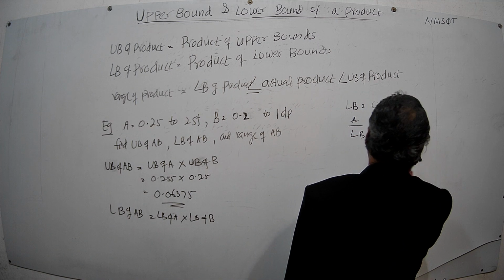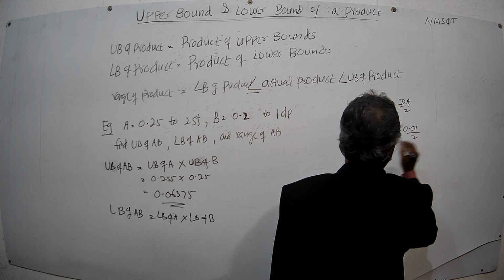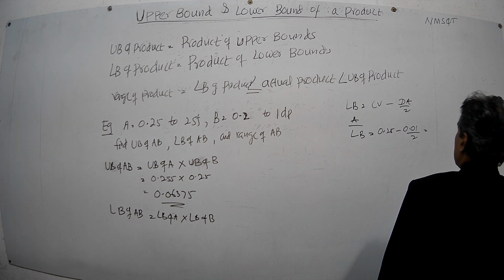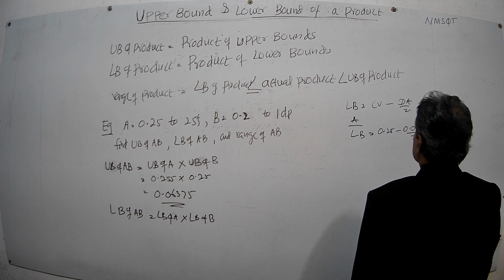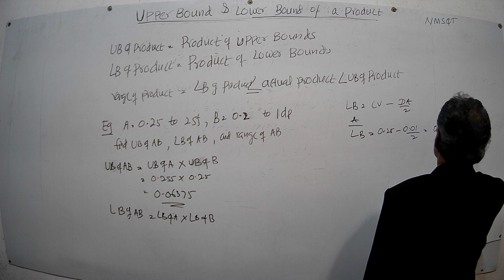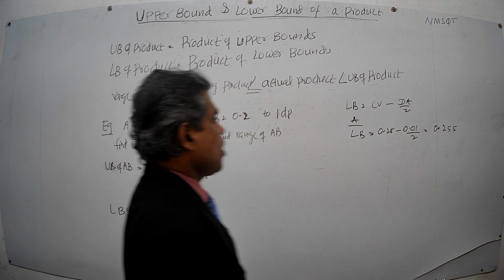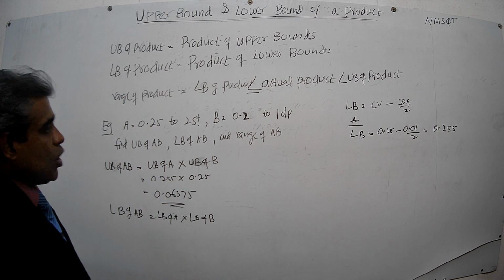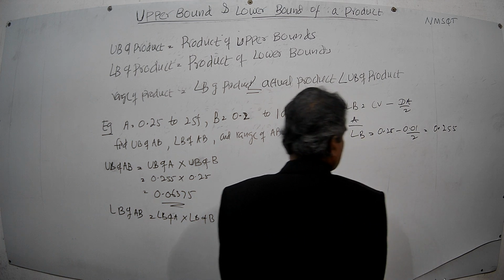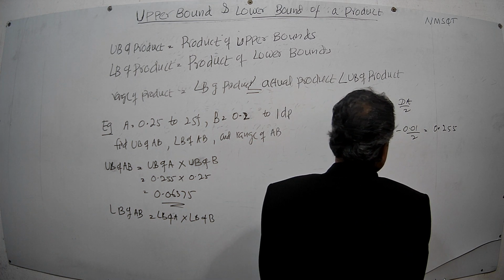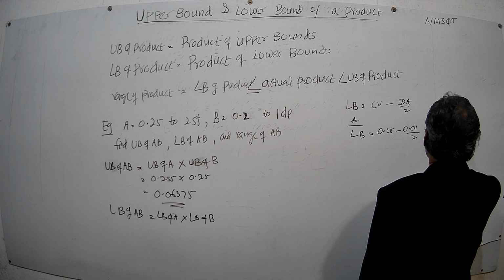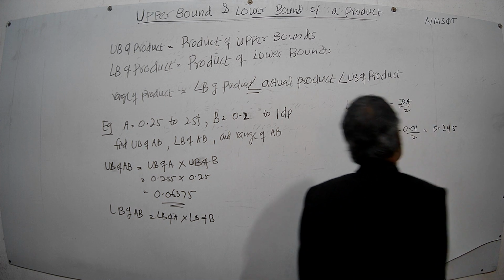0.01 divided by 2. Right. Now how much will that be? That is 0.005. Then this will be 0.255. This is the lower bound of A. Sorry, not 0.255. After deducting, it is 0.245.